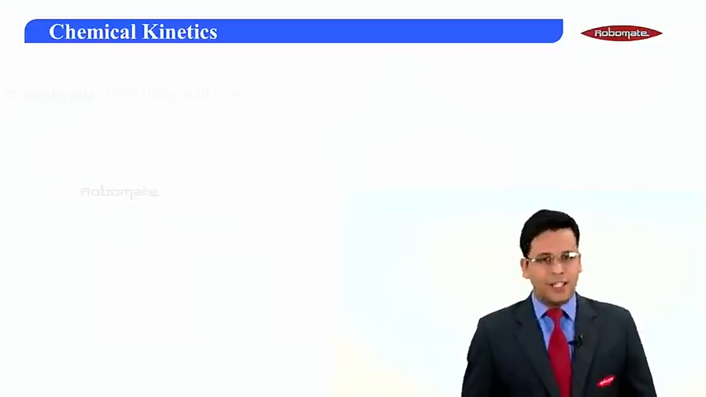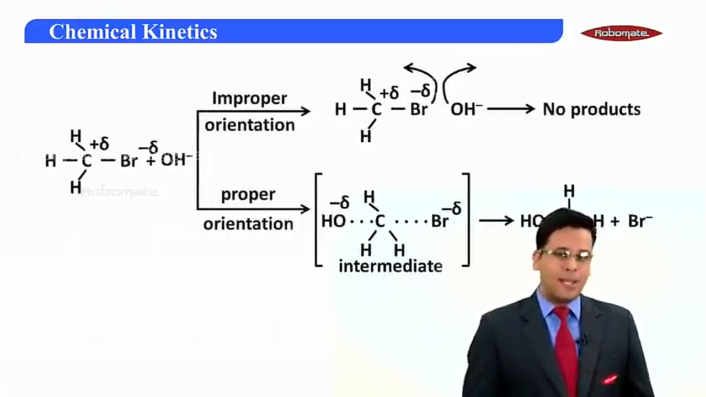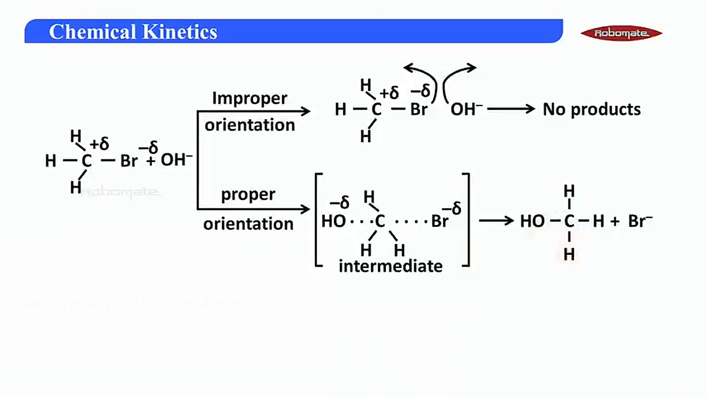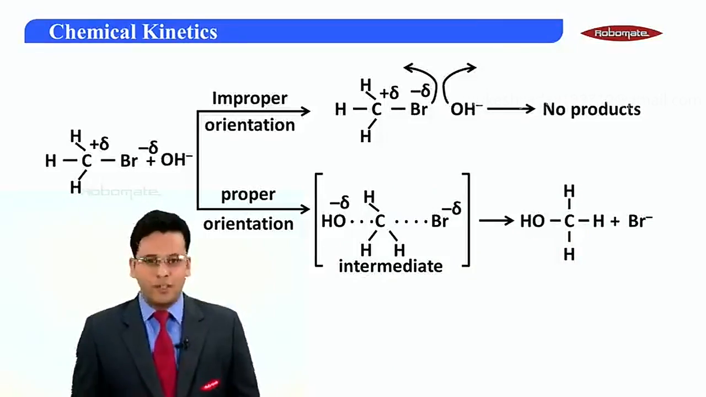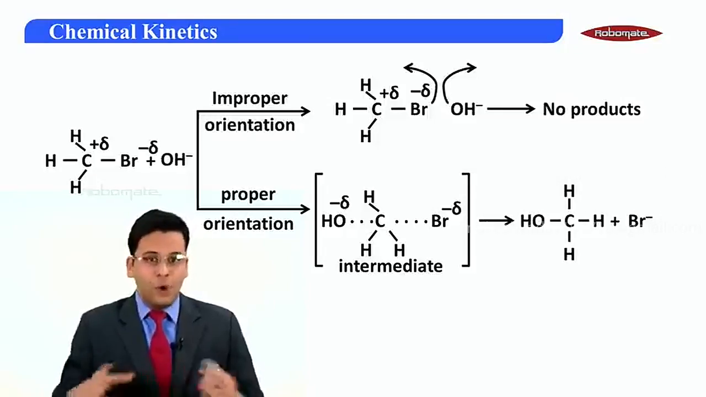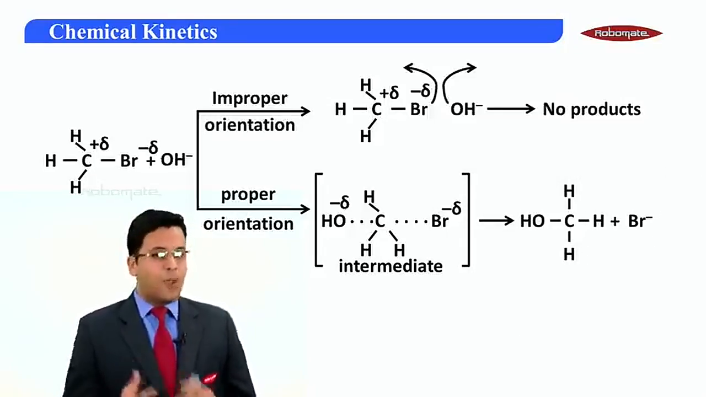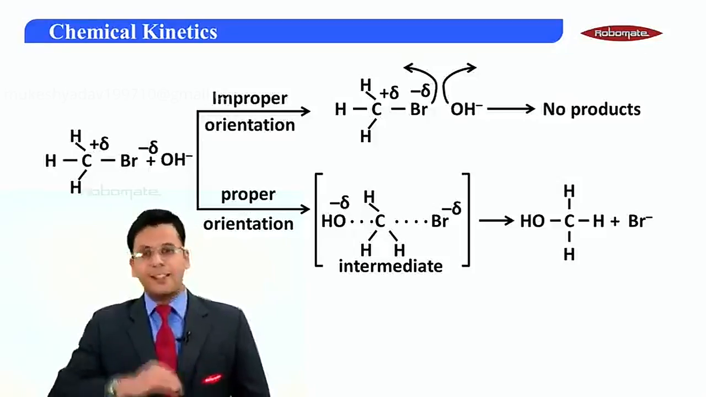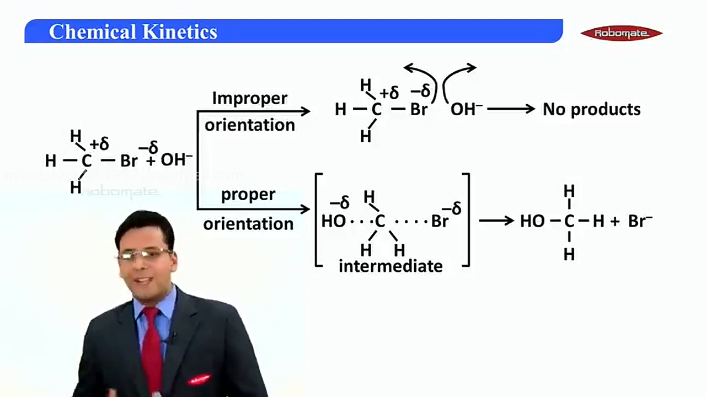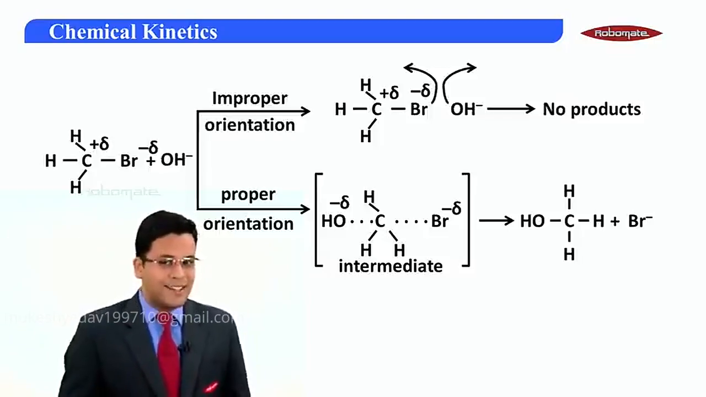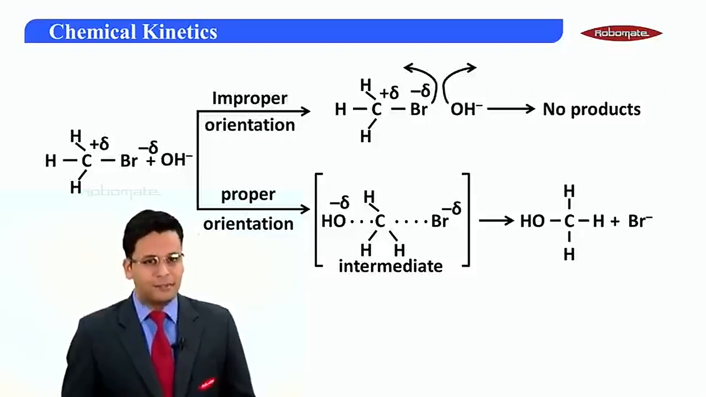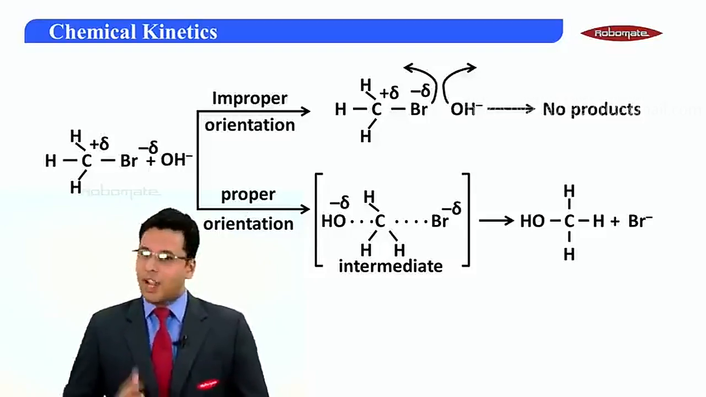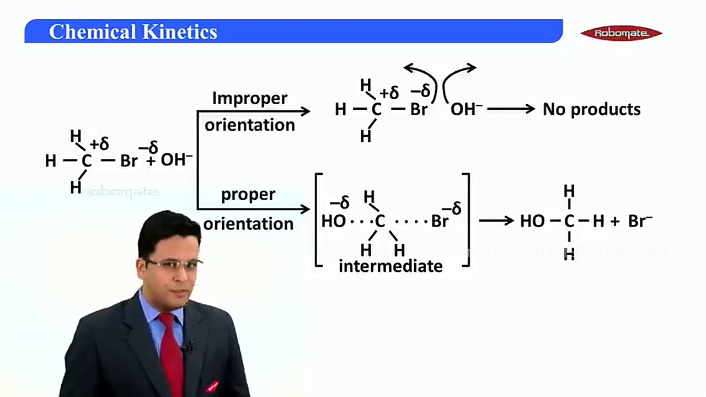You have already studied such an example under the SN2 mechanism, where you have the OH minus ion. When it collides with the bromine atom of methyl bromide, no products are formed because that orientation is not proper. However, when this OH minus ion attacks methyl bromide from the back side, we call it a backward attack. Now when this backward attack takes place, you get methanol and bromide ion. So yes, proper orientation is required for effective collision.